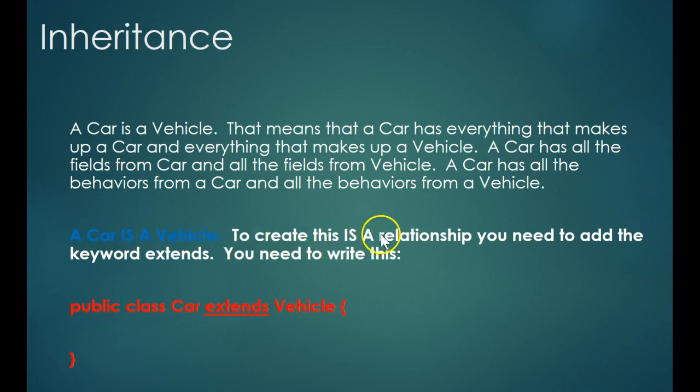To create this relationship, we're going to need to add this new keyword called extends. We need to write it like this: public class Car extends Vehicle. So Car extends Vehicle. This is the child. This is the parent. Car is a child of the parent. This Car extends Vehicle, meaning this car has everything a vehicle has. And obviously, the car will have everything a car has. Derived class extends base class. Child class extends superclass.